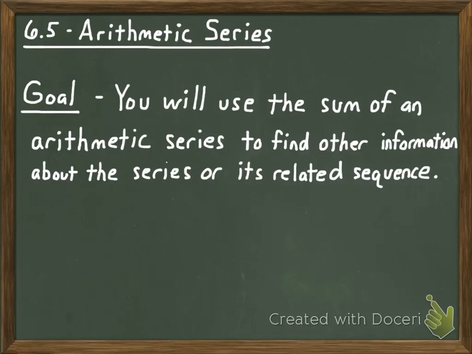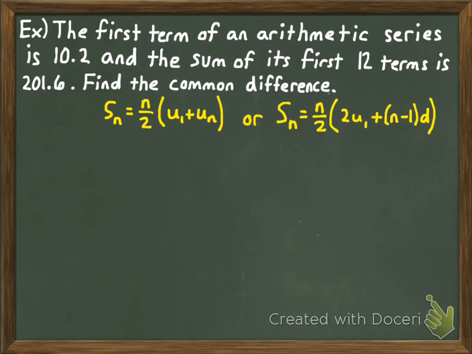We've got three problems, each showing ways of applying the two formulas we talked about in our previous video. All right, let's get started with this one then. It says that the first term of an arithmetic series is 10.2, and the sum of the first 12 terms is 201.6. And it wants you to find the common difference, d.